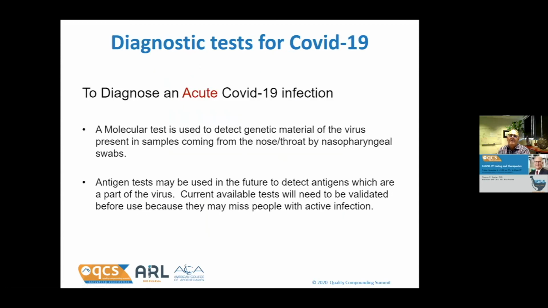Okay, to diagnose an acute COVID-19 infection, that molecular test is used to detect that genetic material of the virus present in those samples coming from that nose, throat, or what we call the nasopharyngeal swabs. An antigen test might be used in the future to detect antigens, which are part of the virus. And currently available tests need to be validated before use because they may miss people with active infections.